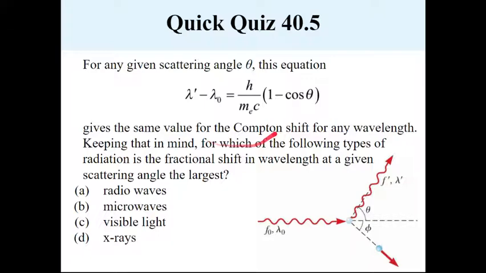This is the formula, the Compton shift formula. But the formula only depends on the scattering angle and just a bunch of constants. So this doesn't depend on the wavelengths at all. So to calculate the fractional shift, you divide this by the original wavelength. So whichever wavelength is the smallest will give you the largest fractional shift. And thus the smallest wavelength goes to X-rays. And that's our answer.